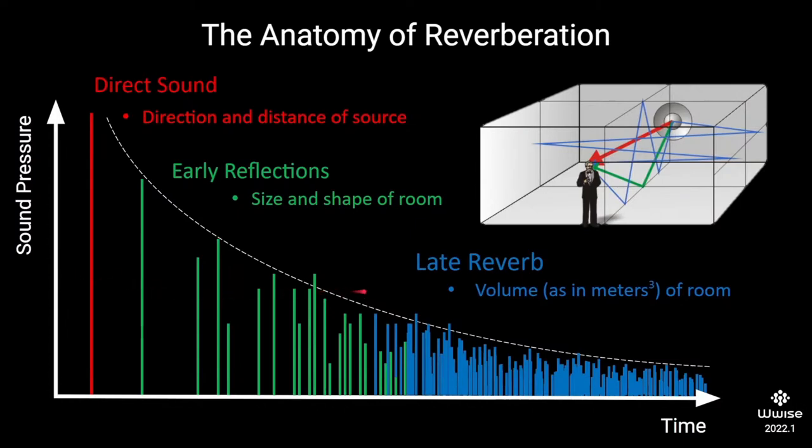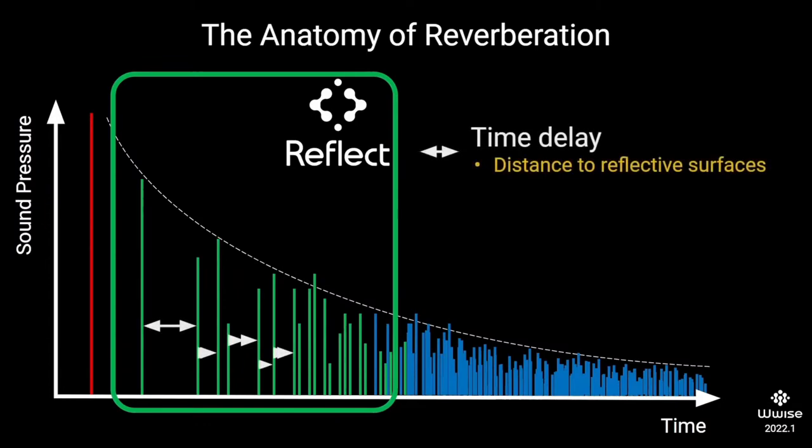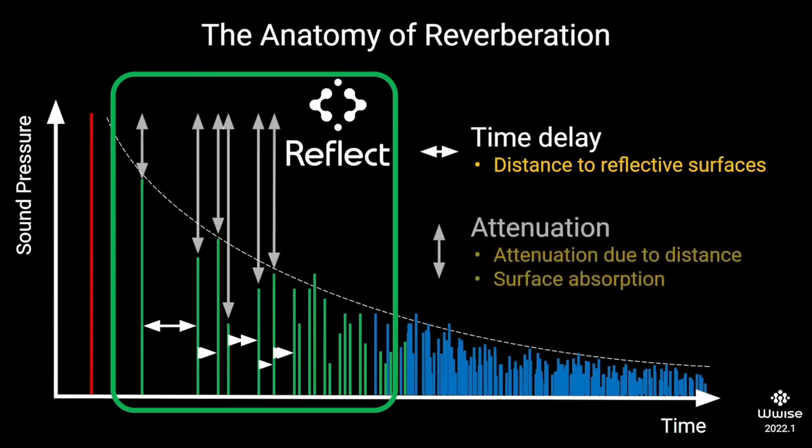Over time, the sound will hit surfaces before reaching the listener. We call those peaks that we show here in green early reflections. They will inform the listener of the shape of the room and the proximity to the reflective surfaces, in this case, the walls. In Wwise, the early reflections are handled by the Reflect plugin. Depending on the travel distance, the plugin will place the sound at different points in time. And depending on the distance attenuation and surface absorption, the plugin will adjust the volume and filter each one of them.